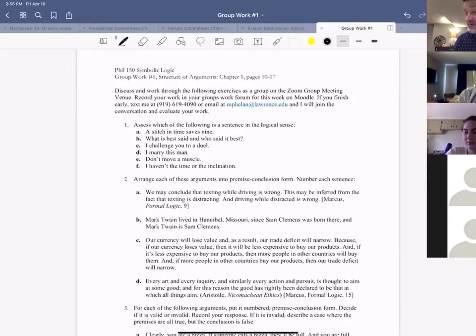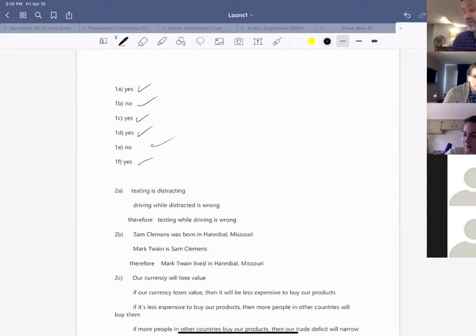Arrange each of these arguments into premise conclusion form. Number each sentence. We may conclude that texting while driving is wrong. This may be inferred from the fact that texting is distracting and driving while distracted is wrong. Okay? So you guys formalized this argument as follows. Texting is distracting. Driving while distracted is wrong. Therefore, texting while driving is wrong. And you guys got that one correct as well. Good job.